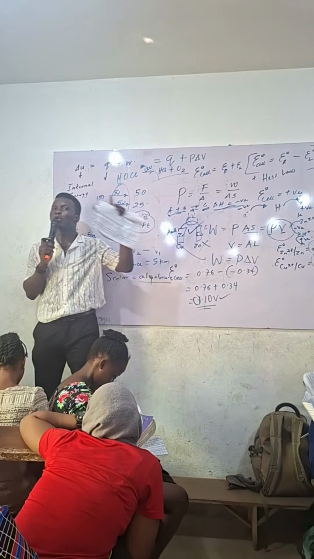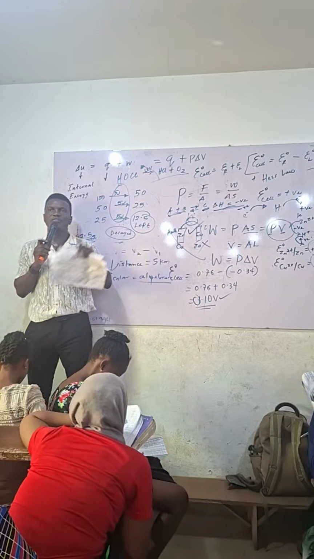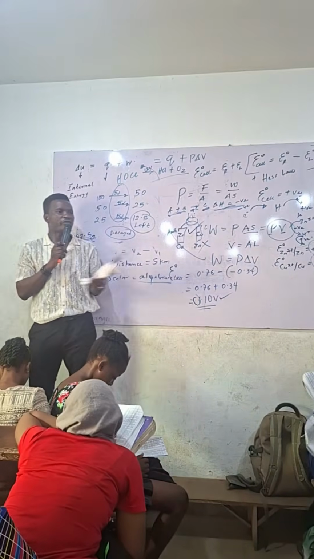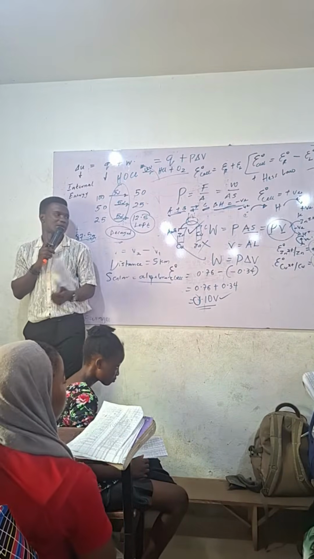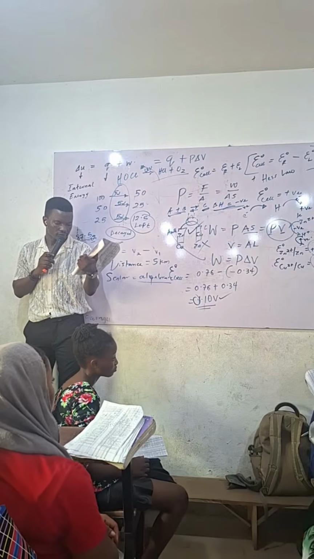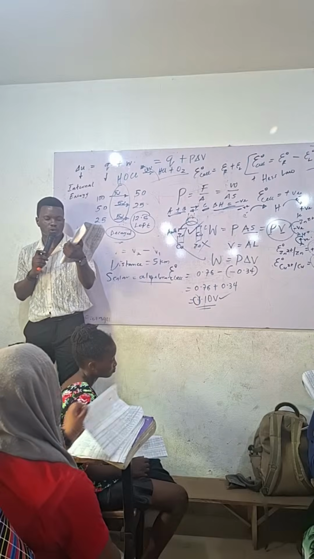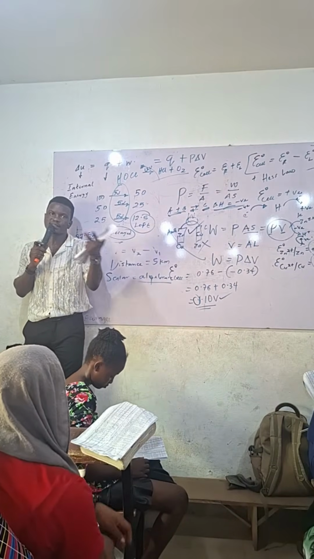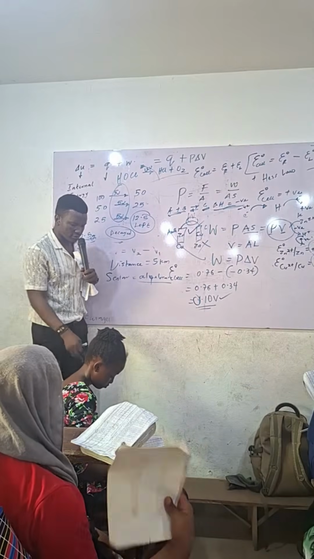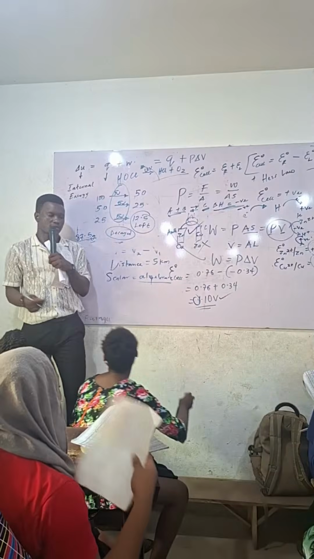If it is 1 mole, you will need 96,500. That means when it is half, then you will need half of 96,500. Sorry, if it is 1 mole, then you need 2 times. You understand what I'm saying? Should I just use my mouth to say it? No.